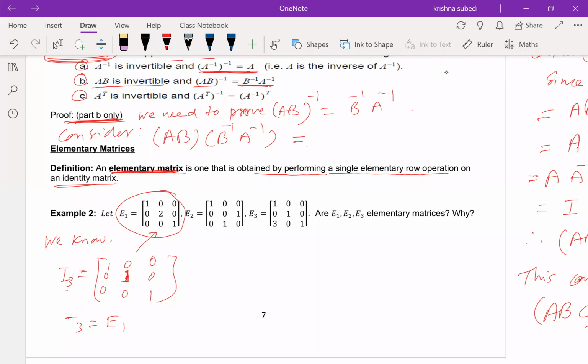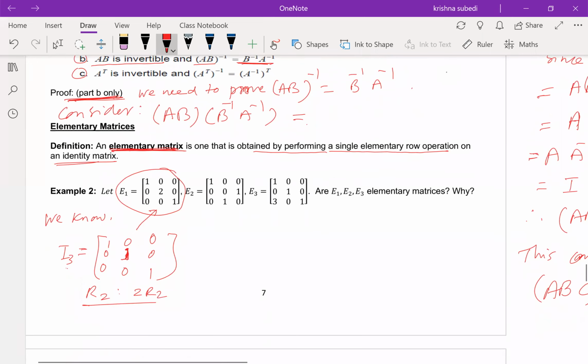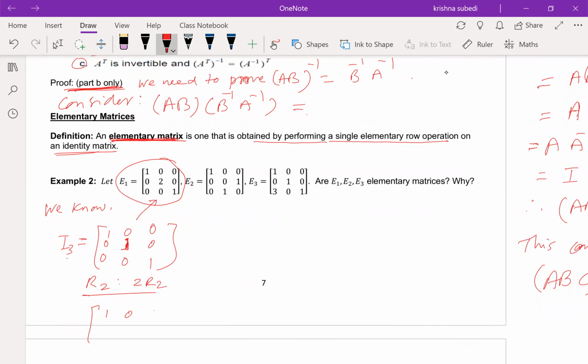Just multiply R2 by 2, and then you're going to get 1 0 0, 0 2 0, 0 0 1. This is actually E1. So what we did is we just did one operation only on the identity matrix. You are not allowed to do more than one. If you do only one operation and you get that, that is called an elementary matrix, by the way.